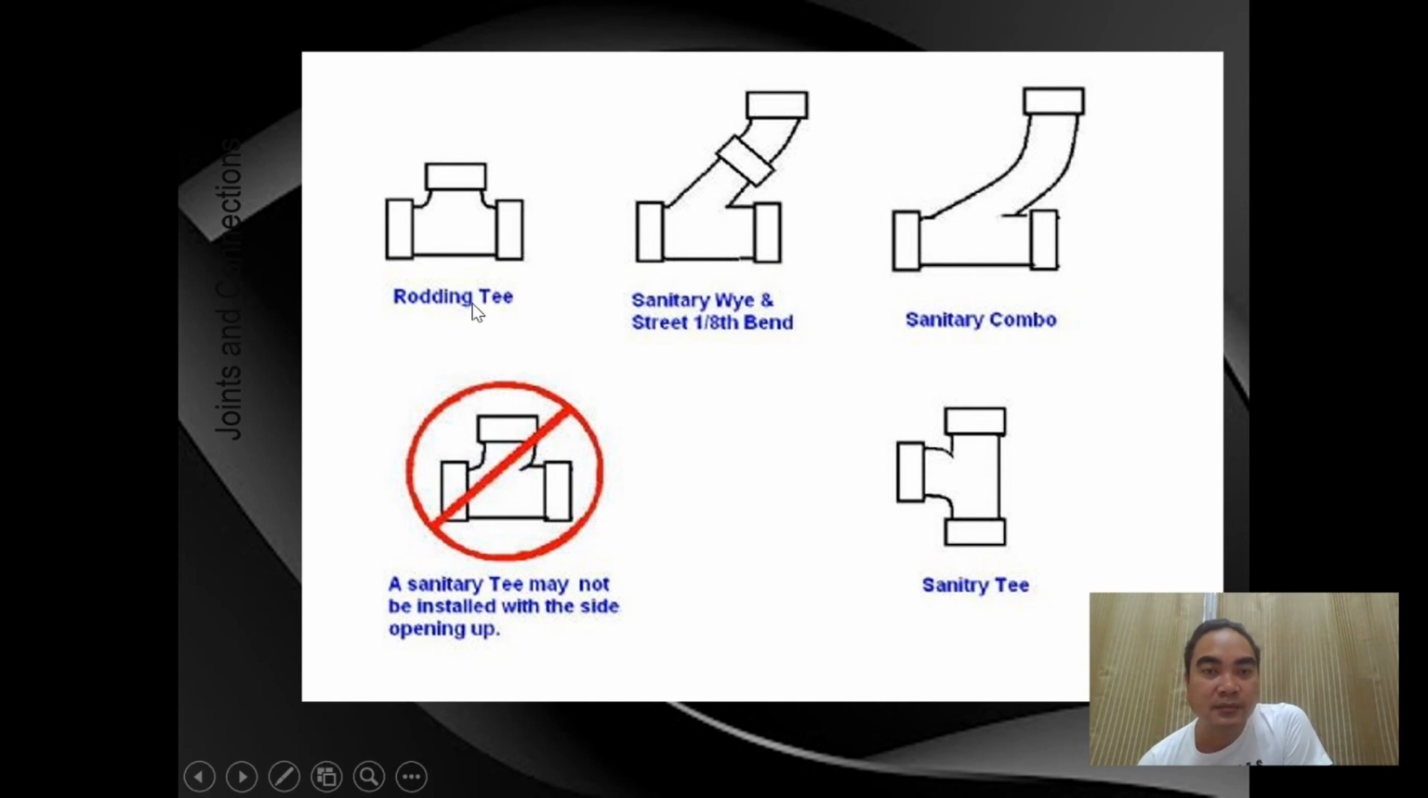Sanitary T, sanitary Y, and straight 1/8 bend, sanitary combo, sanitary T. Sanitary T may not be installed when the side opening is up.